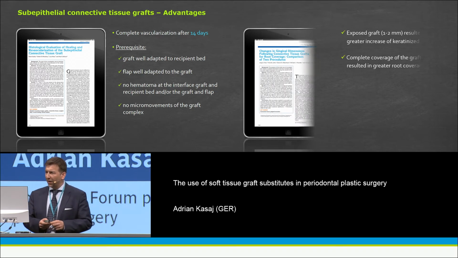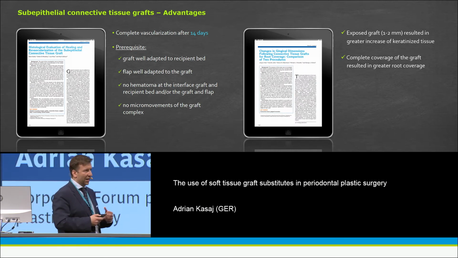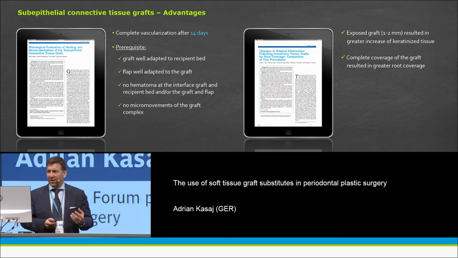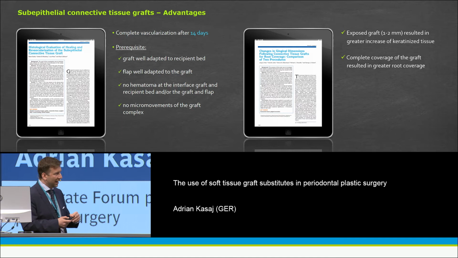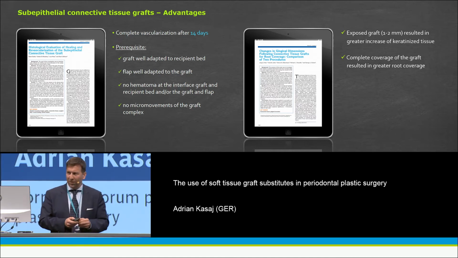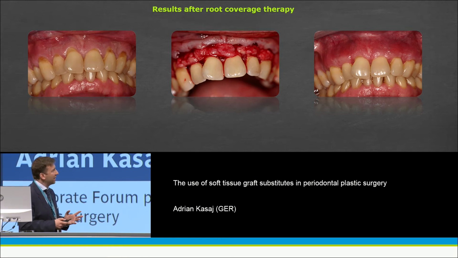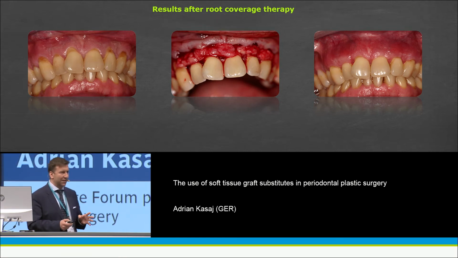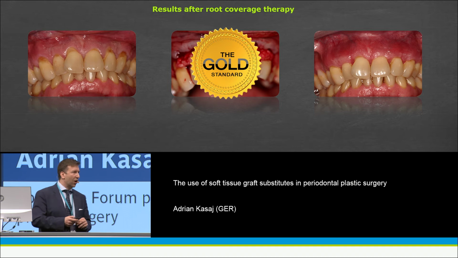And we have also data which showed that we can leave the connective tissue graft exposed up to 2 millimeters to gain some keratinized tissue. On the other hand, if you want to achieve complete root coverage, you should take care that the graft is completely covered. So when looking at the data for the autogenous grafts, we can definitely say that when it comes to aesthetic root coverage procedures, the autogenous connective tissue graft is the gold standard.